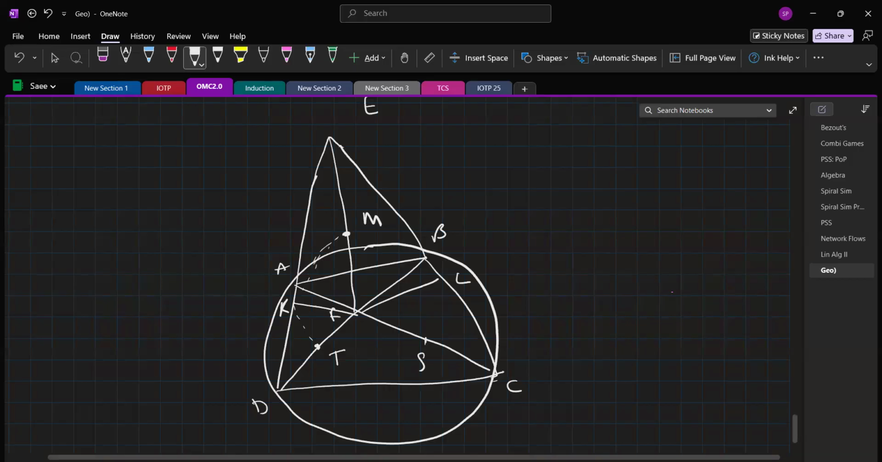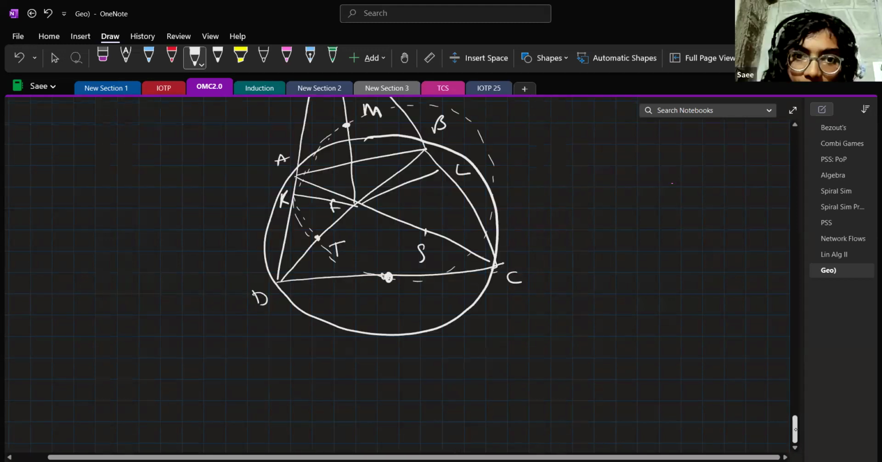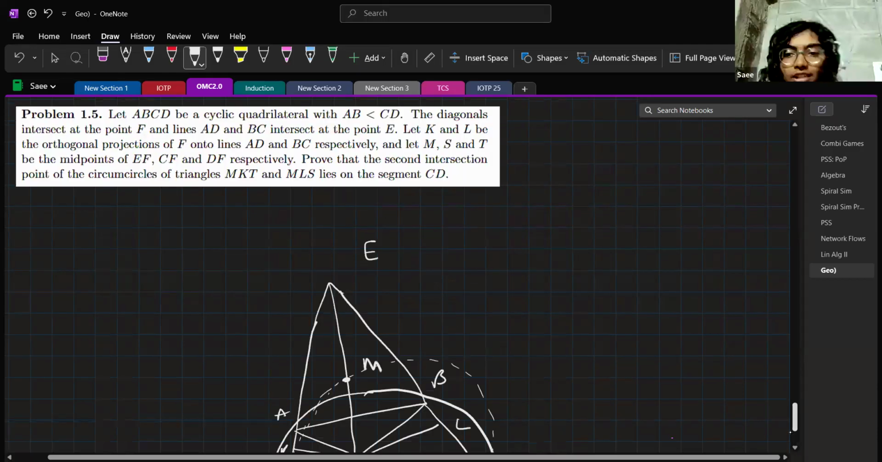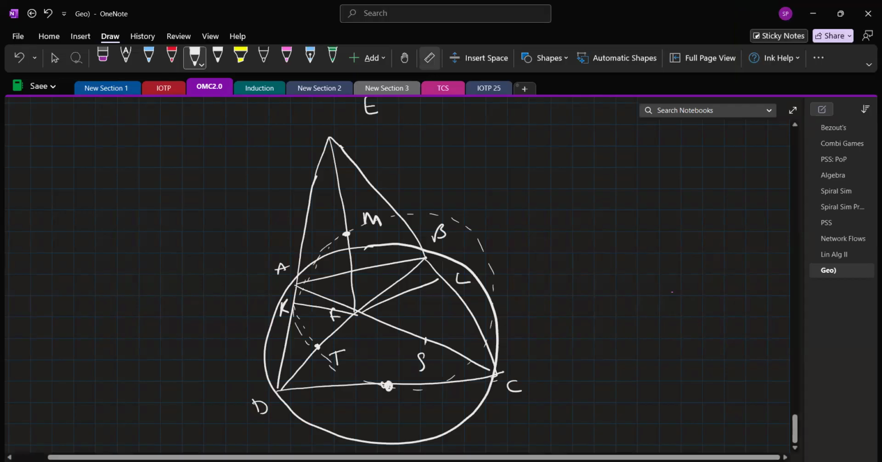T is the circumcenter of DKF. I think that's visible. S is the circumcenter of CLF. We just mark the point, I would say, and encode that ABCD is cyclic, where D is the mark. Okay, first of all, we want to show it's some point on CD. Is it the midpoint of CD? Let's try to go ahead and see.